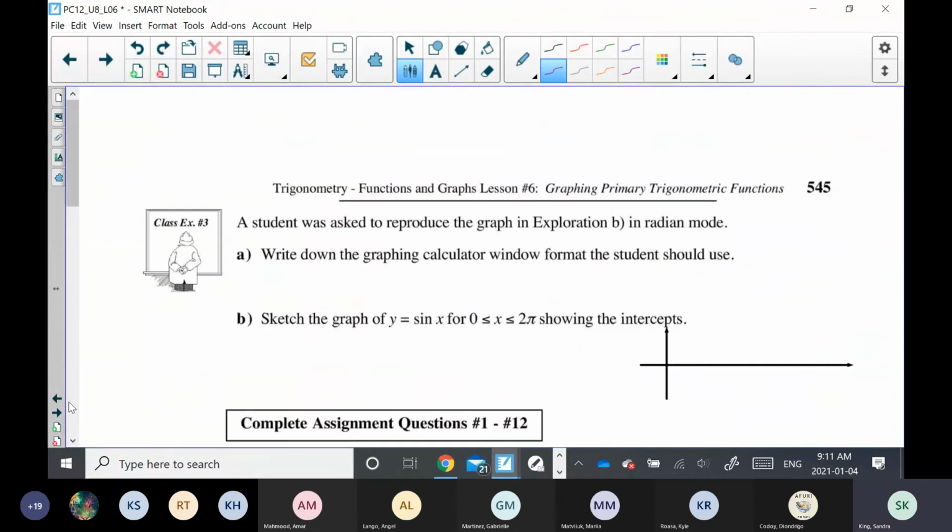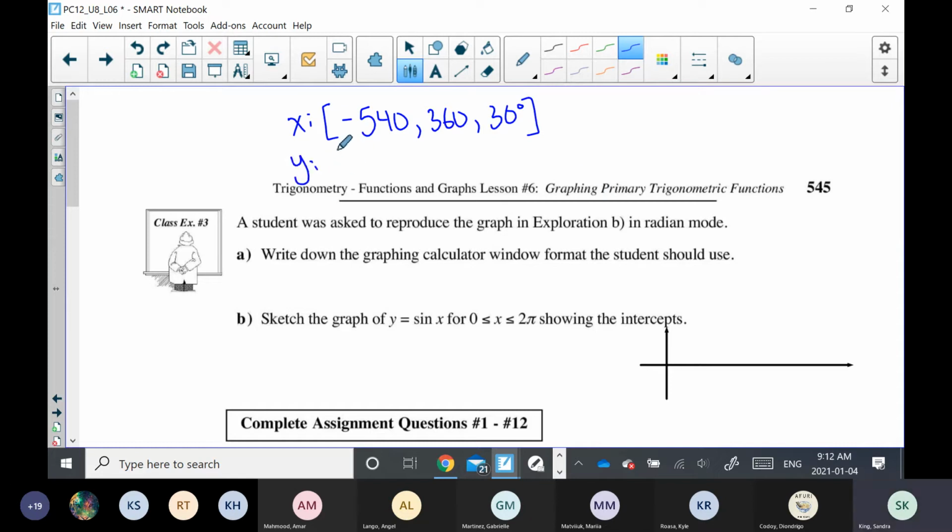Okay, let's flip to class example 3. So we'll do class example 3, and then I think I will do a couple questions in your homework. So class example 3: a student was asked to reproduce the graph that we just did in radian mode. Write down the graphing calculator window format for the student to use. Okay, so the previous example, the window in degrees was negative 540 degrees to 360, and the scale was 30 degrees.